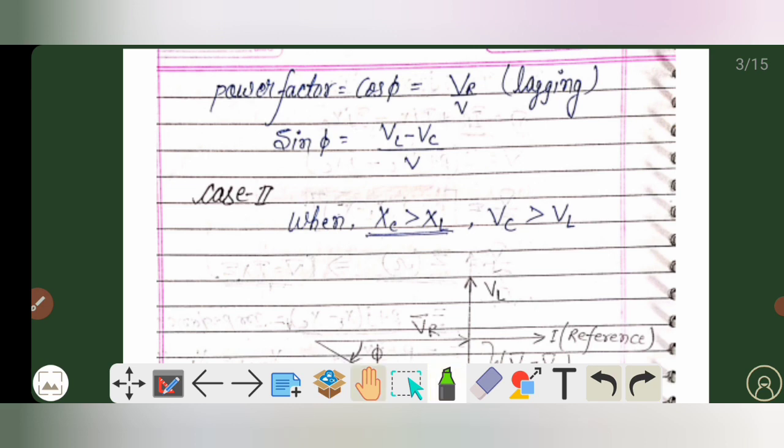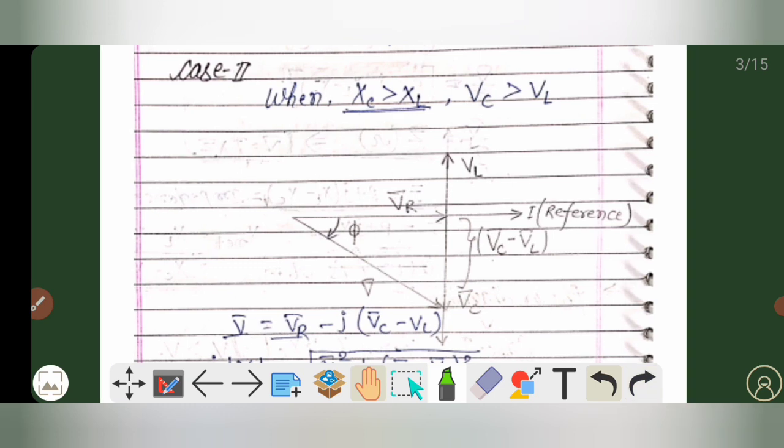Now we will consider the second case, that is, if XC is greater than XL, or we can say VC is greater than VL.